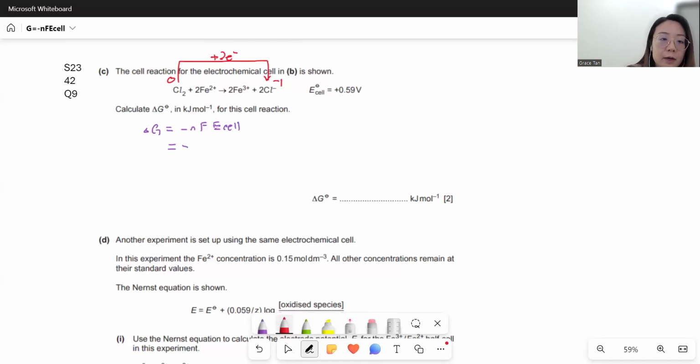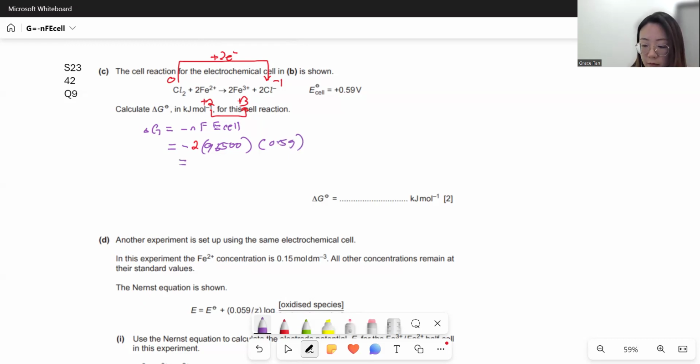If you check iron, iron plus 2, to plus 3. Iron donated 1 electron, but because there are 2 iron, therefore 2 iron 2 plus donated 2 electrons to give 2 iron 3 plus. So there are 2 electrons being involved. So the answer here is 2. Now you multiply by 96500, which is the Faraday constant, and the E-cell given, which is 0.59. So what is the calculated answer here?